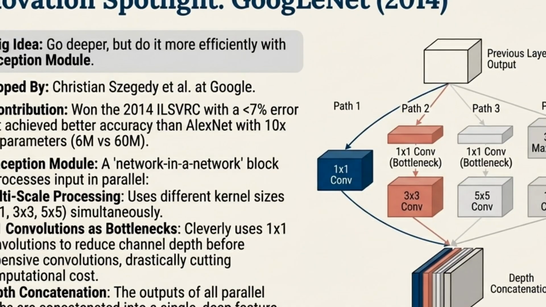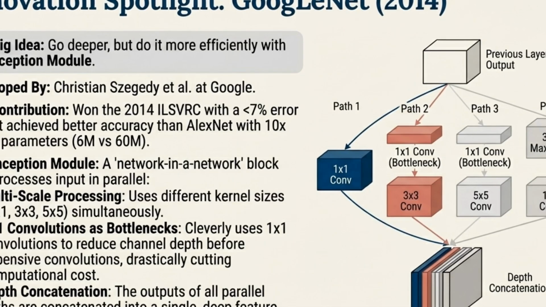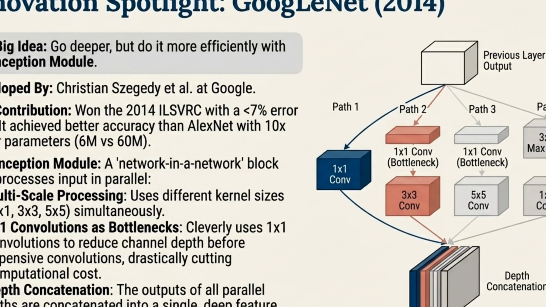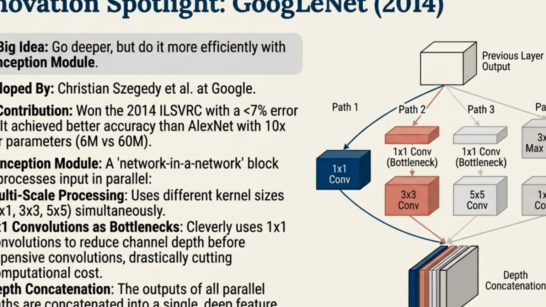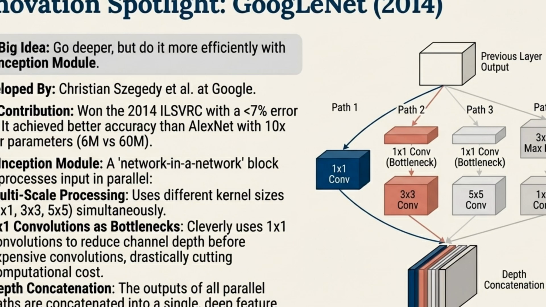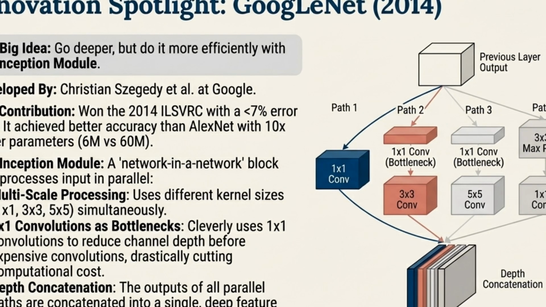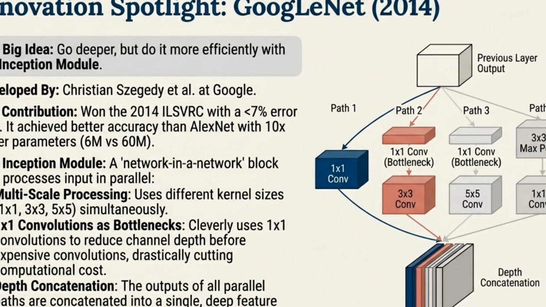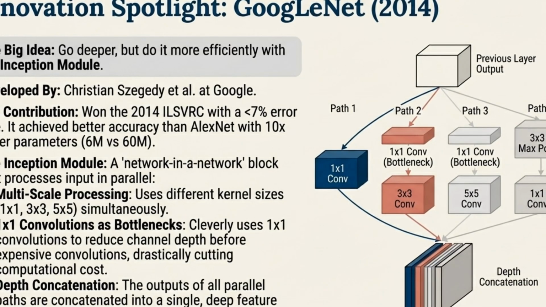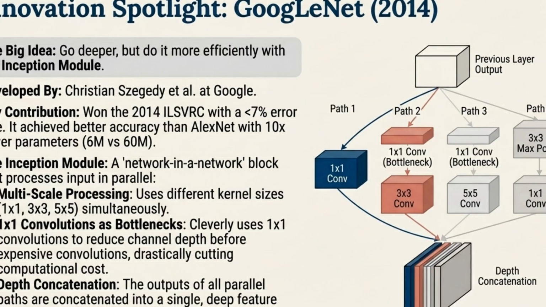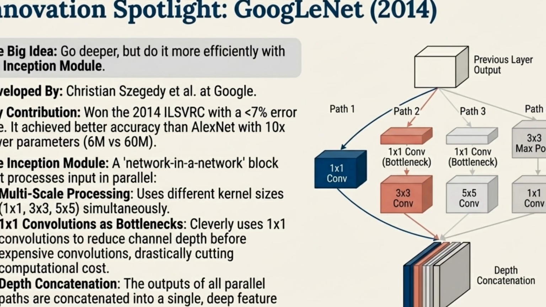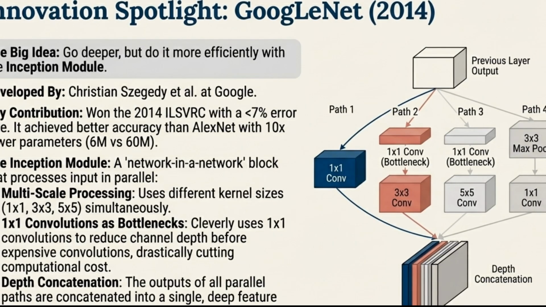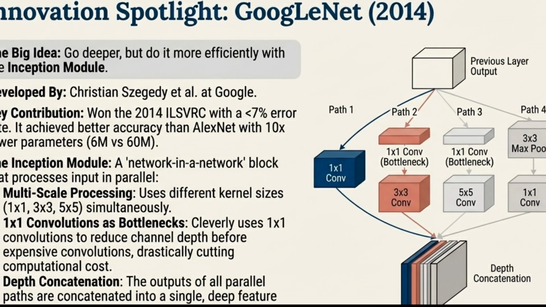Two years after AlexNet, GoogLeNet appeared, tackling a fundamental new constraint: how to go deeper without sacrificing computational efficiency. The big idea was to go deeper, achieving higher accuracy, but to do it more efficiently through the Inception Module. GoogLeNet won the 2014 ILSVRC with a top 5 error rate below 7%, but its staggering achievement was its efficiency. It had 10 times fewer parameters than AlexNet, boasting only 6 million parameters compared to AlexNet's 60 million.